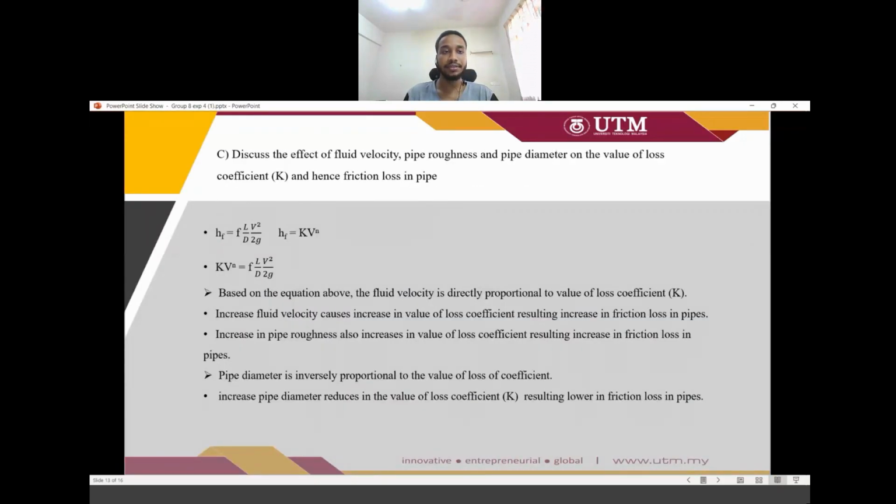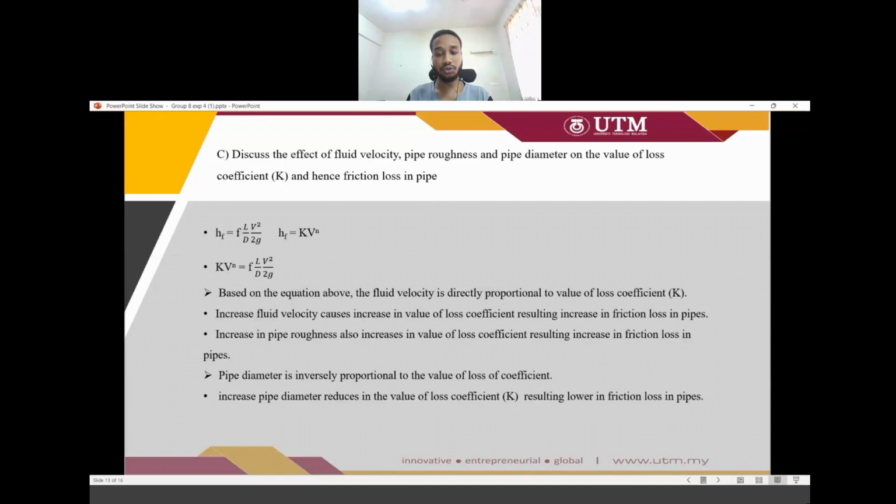So the last part is discussing the effect of fluid velocity, pipe roughness, and pipe diameter on the value of loss coefficient and hence friction loss in the pipe. As you can see, we have this equation, and based on this equation, the fluid velocity is directly proportional to the value of loss coefficient. As well, the pipe diameter is inversely proportional to the value of loss coefficient. We can conclude that increased fluid velocity causes an increase in the value of loss coefficient, which in turn results in increase in the friction loss in pipes.